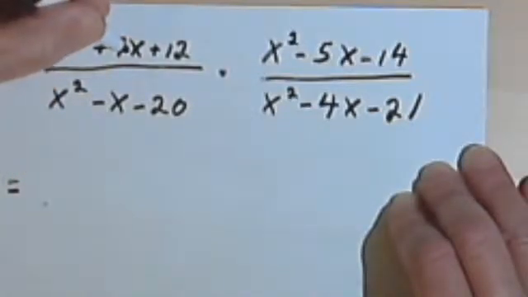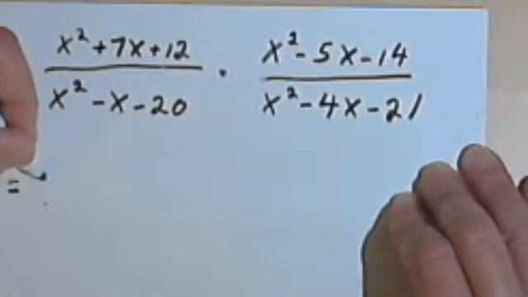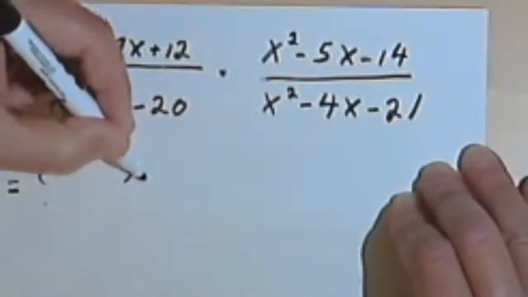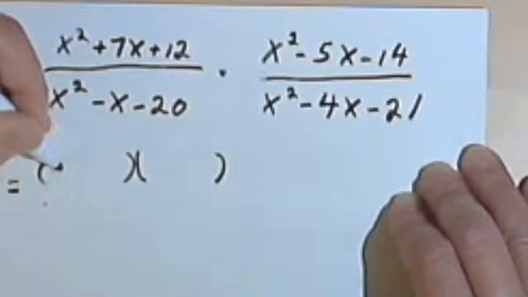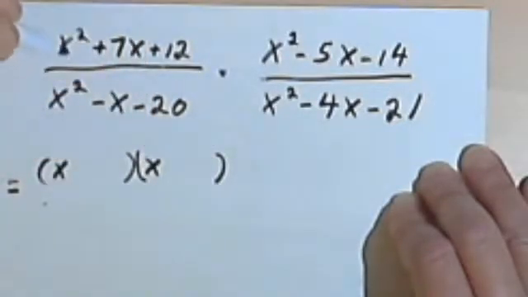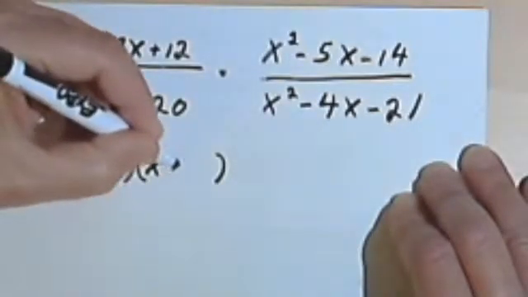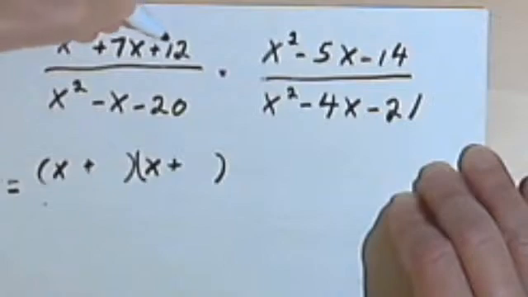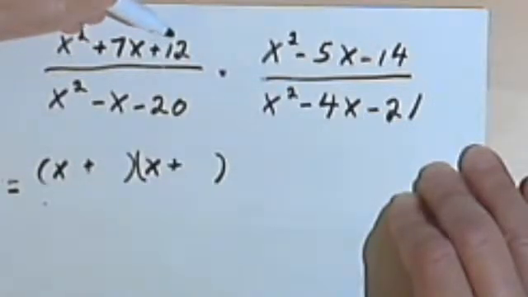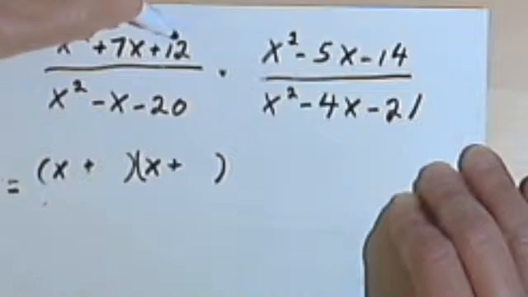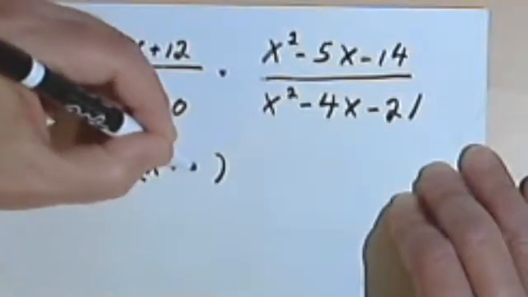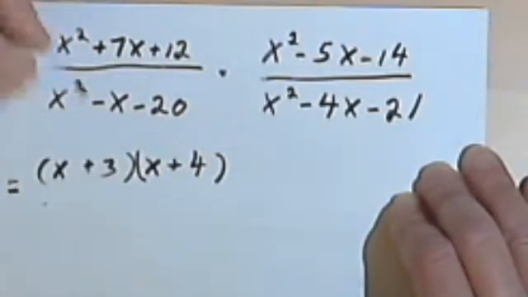I've got x squared plus 7x plus 12. So that's a second degree polynomial. It begins with x squared. So I'm going to set it up like this. My signs are both positive, so I know that the signs in each of the binomials will be positive. And my third term is a 12, so I want the factors of 12 that add up to 7. And I could use 1 times 12, but that won't work. 2 times 6 won't work, but 3 times 4 will work.